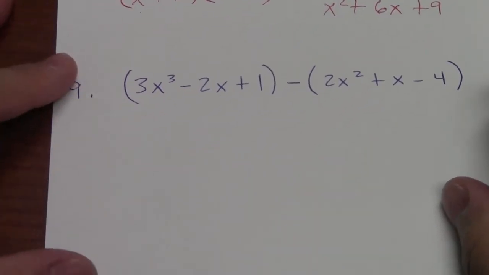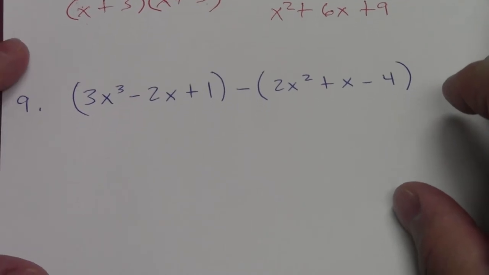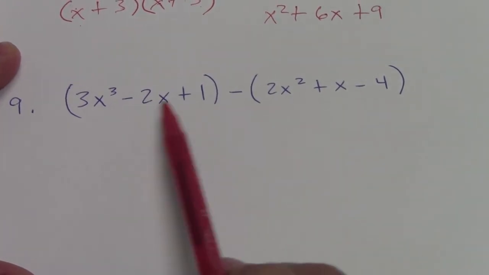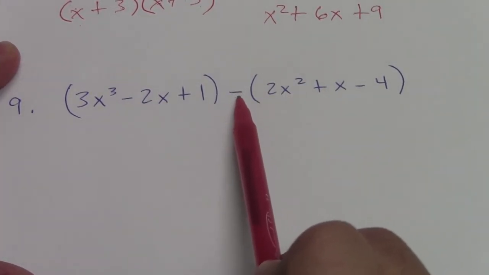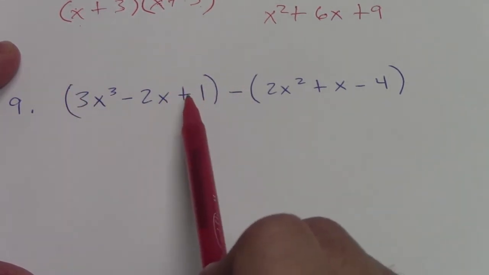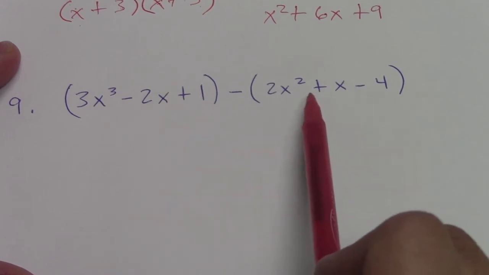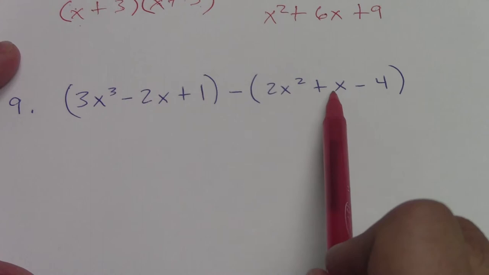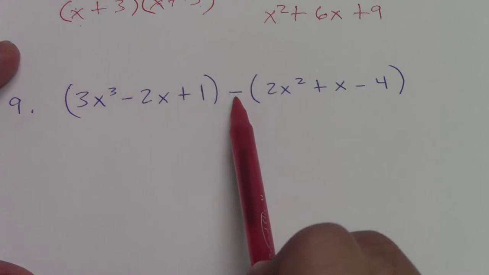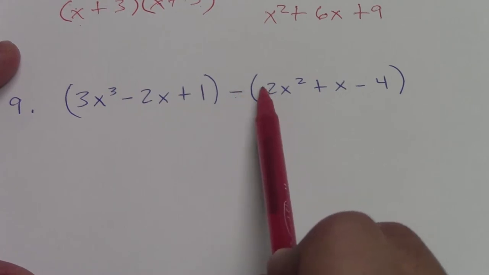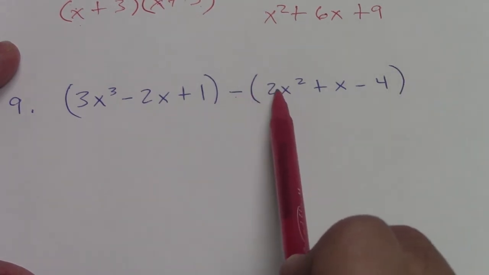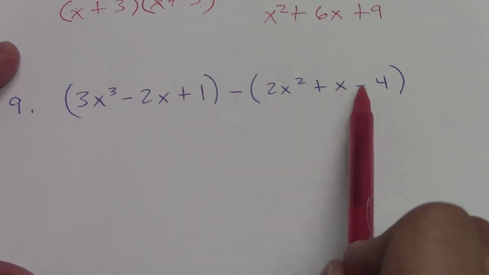Last one. This is just combining like terms. Now, the only hard part on this is making sure that you follow this negative sign. I have this parenthesis, and there's nothing in here I can combine yet, so I just leave it alone. Over here, I have an x squared, an x, and a 4. There's nothing I can combine here, but what I need to do is distribute this negative sign, because this negative sign is being multiplied by everything in these parentheses. So I have to go negative times a positive, negative times a positive, and then negative times a negative.